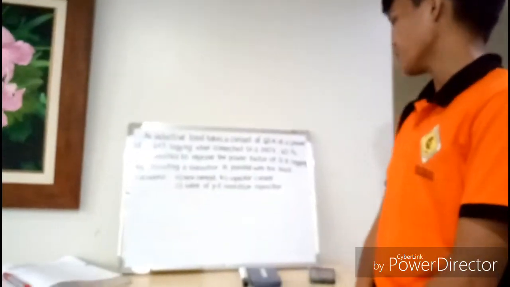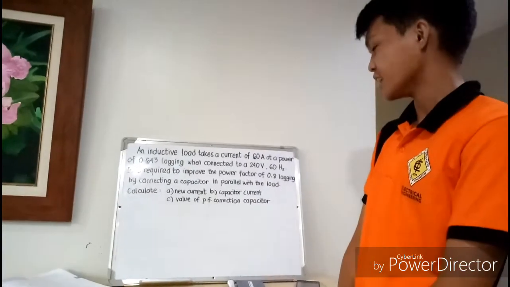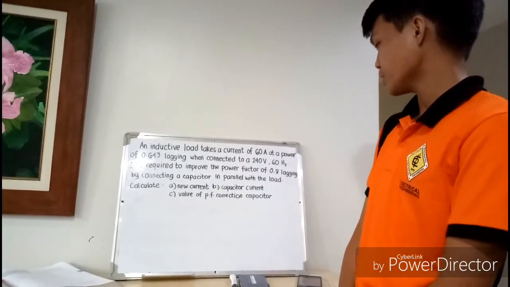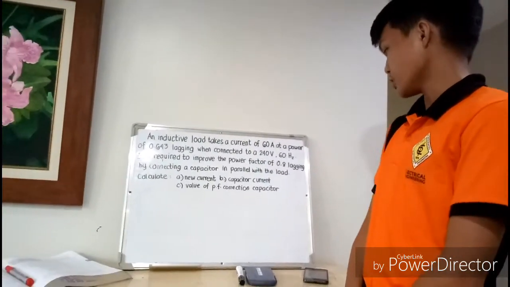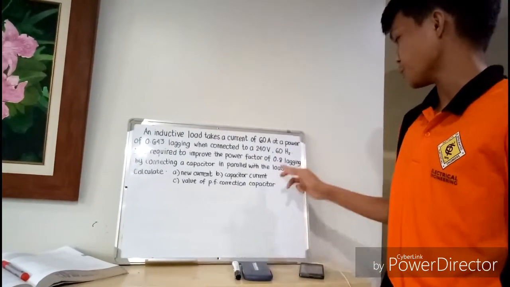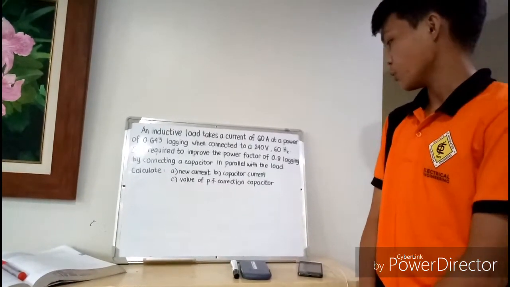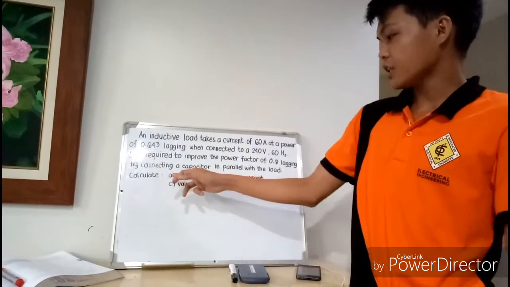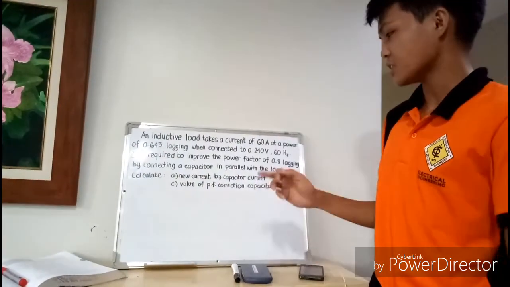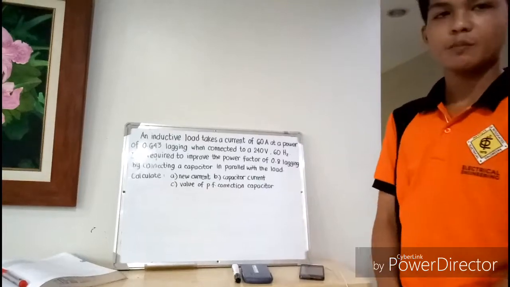An inductive load takes a current of 60 amperes at a power factor of 0.643 lagging when connected to a 240 volts, 60 Hz supply. It is required to improve the power factor to 0.8 lagging by connecting a capacitor in parallel with the load. Calculate the new current, the capacitor current, and the value of the power factor correction capacitor.